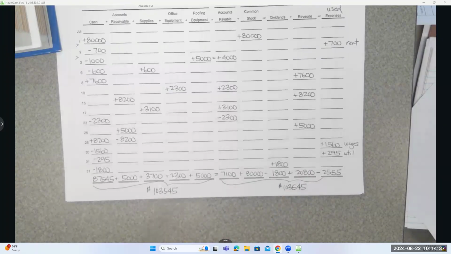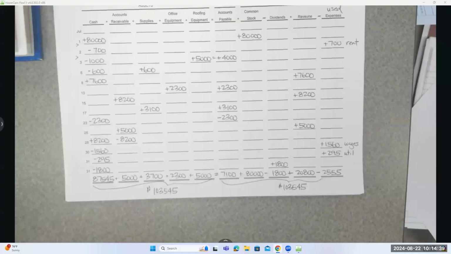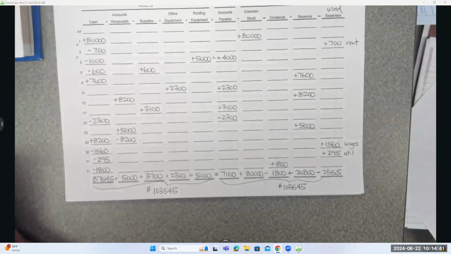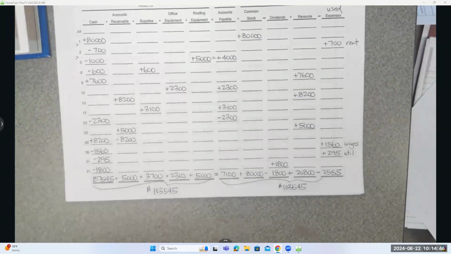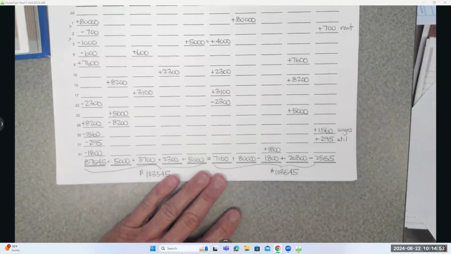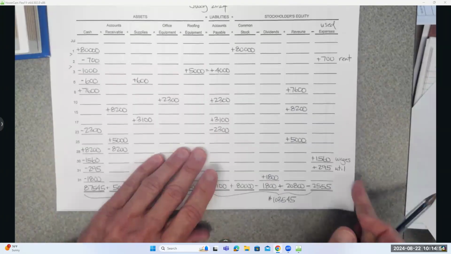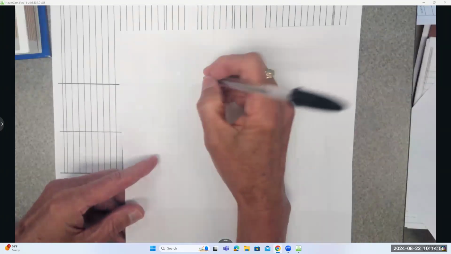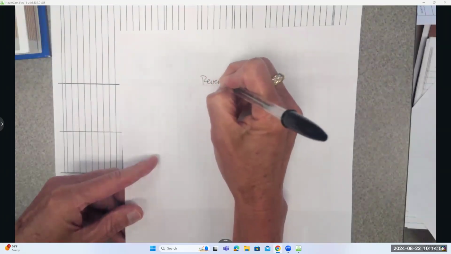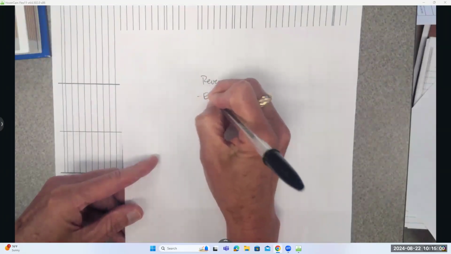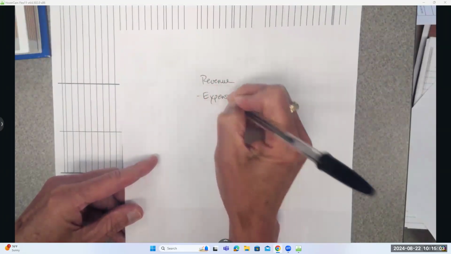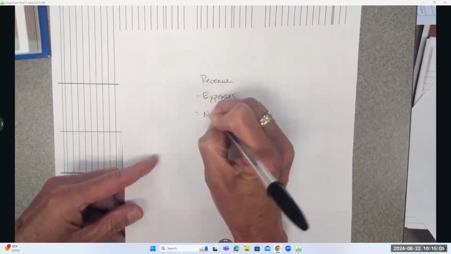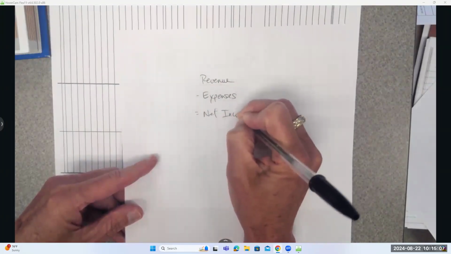What it does ask you on the homework, and you will have to answer this question, it says, determine the company's net income. Well, you're going to have different numbers because this is a different problem, but what is the net income? How do we get net income? Revenue minus expenses is net income.